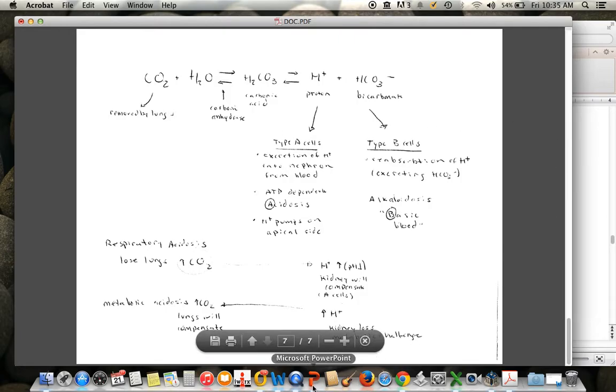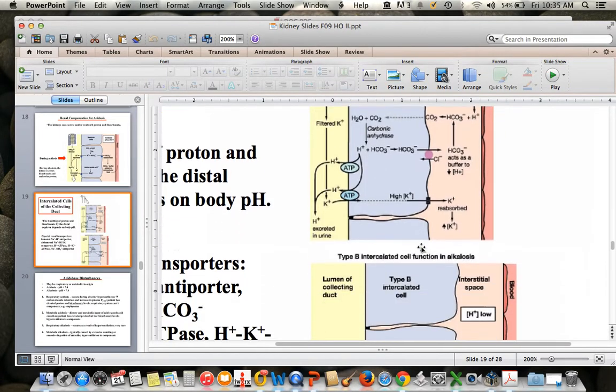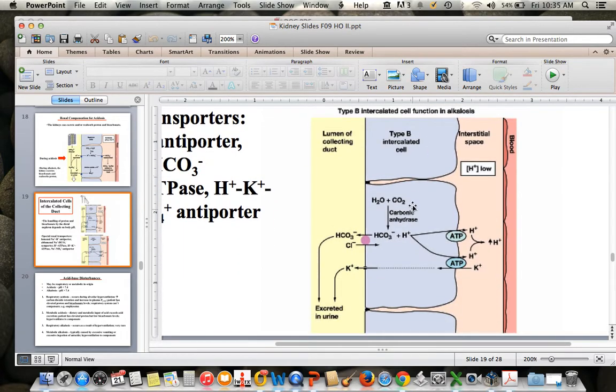So let's take a look. Here's our type B cells. If you remember, our type A cells had these two pumps located on the apical side, but now they're on the basolateral side. And the bicarbonate transporter that we talked about here is on the apical side.